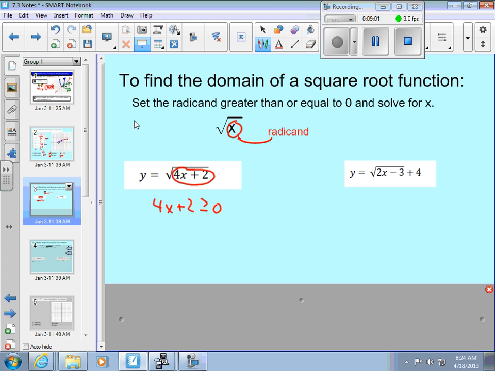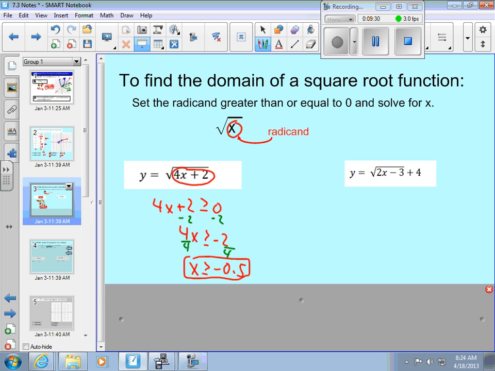Well, if we're going to solve it, we'd want to subtract 2, divide by 4, and if we take -2 divided by 4, we get that x has to be greater than or equal to -2 divided by 4, which is going to give us -0.5. So that would be the domain. It has to be greater than or equal to -1/2. Let's look at another example.